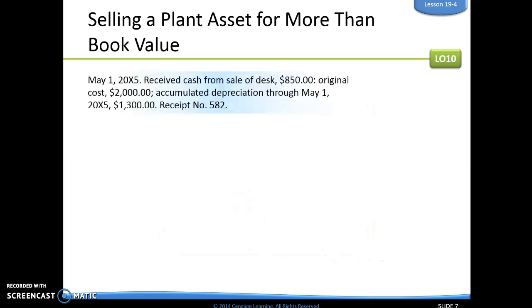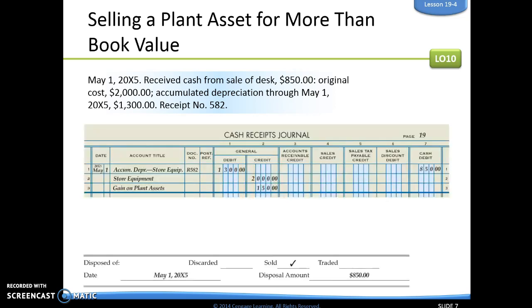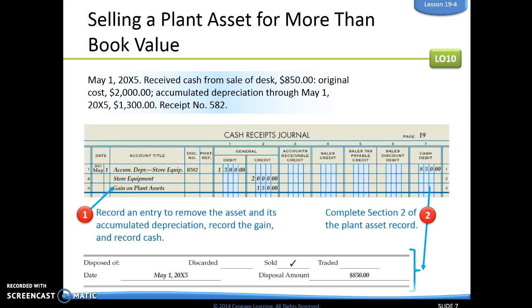It says on May 1st, we received cash for that sale of desk. We're receiving $850. The original cost was $2,000. The accumulated depreciation through May 1st was $1,300. We're receipt number 582. So we're receiving cash. We're going to go into our cash receipts journal. We're going to debit our cash for $850. Debit our accumulated depreciation for that $1,300. We're going to credit store equipment for $2,000.